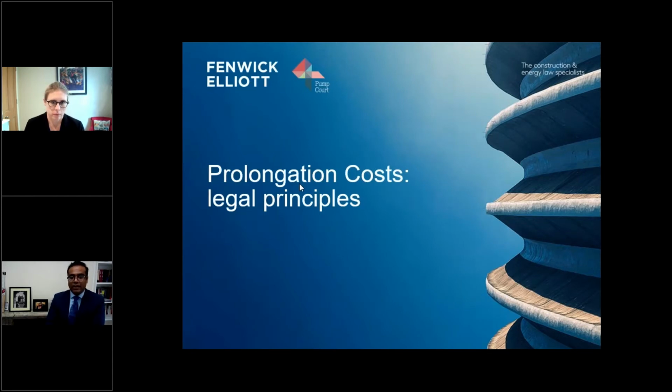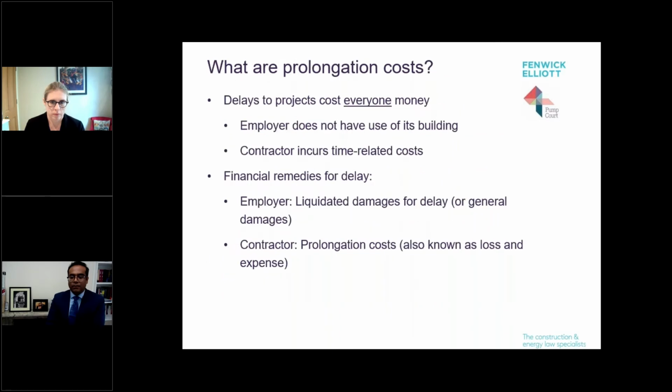And the contractor will also have to maintain its costs on site. So its management presence, its site office, its insurance, and other things besides. So delays cost everyone money. So in that respect, time is money. But whose money? Is it the employer's money or the contractor's? And as we all know, the answer to that question depends on the cause of delay.